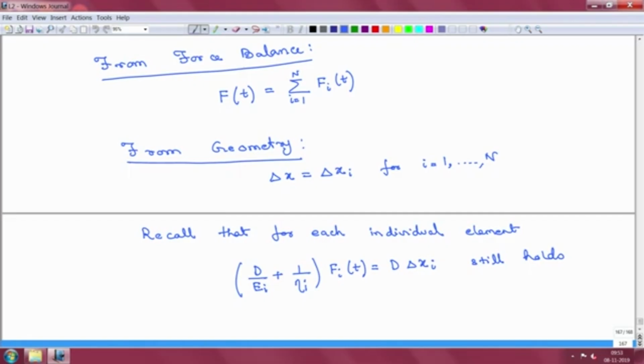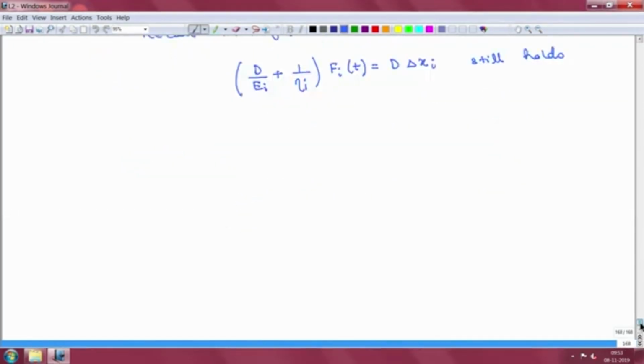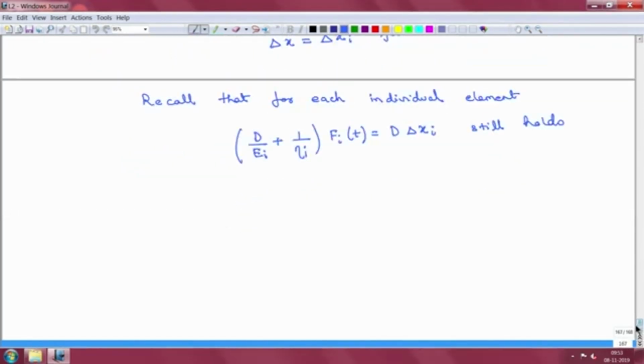And then we had also remarked that for each of the individual elements, the original equation that we had derived still holds, given that you are using the right force in this particular equation and the corresponding deformation in the body. So, let us try to see how we can solve this set of equations.